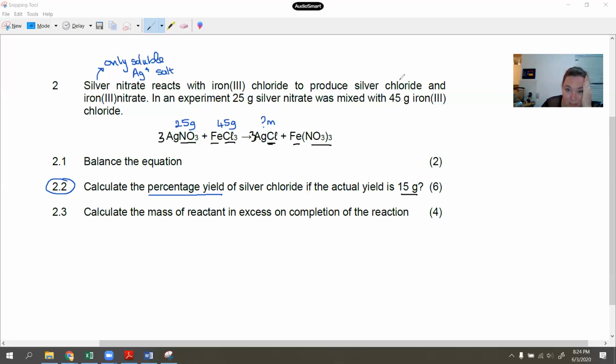Please note, I've just realized as I got to the end, this is a limiting and excess reagent question. I only worked out the one, so I'm going to have to quickly go back because I suddenly realized they'd given us iron chloride as well.